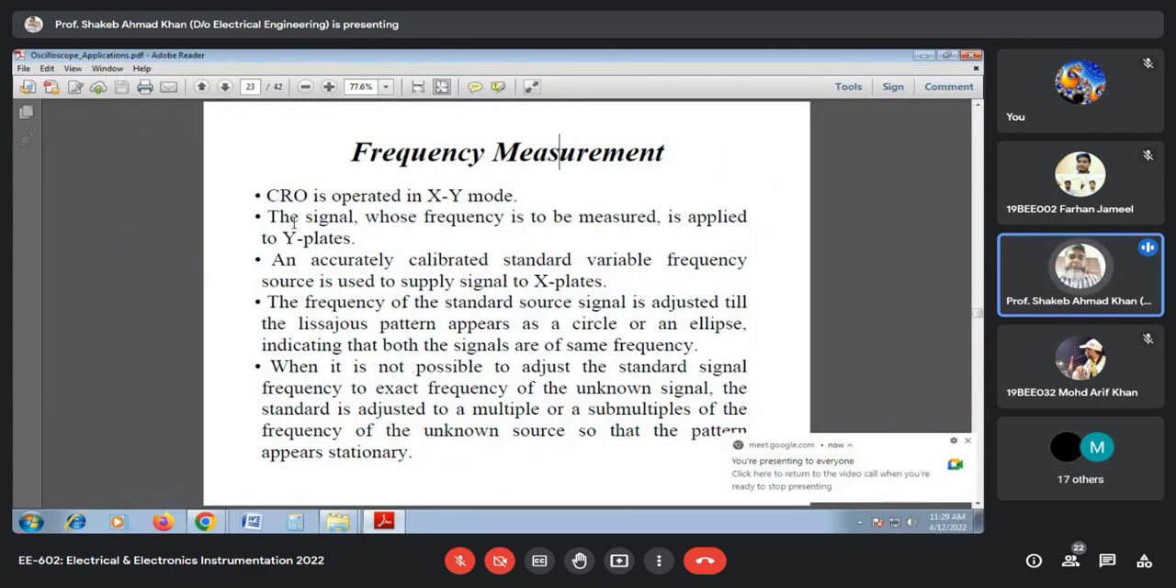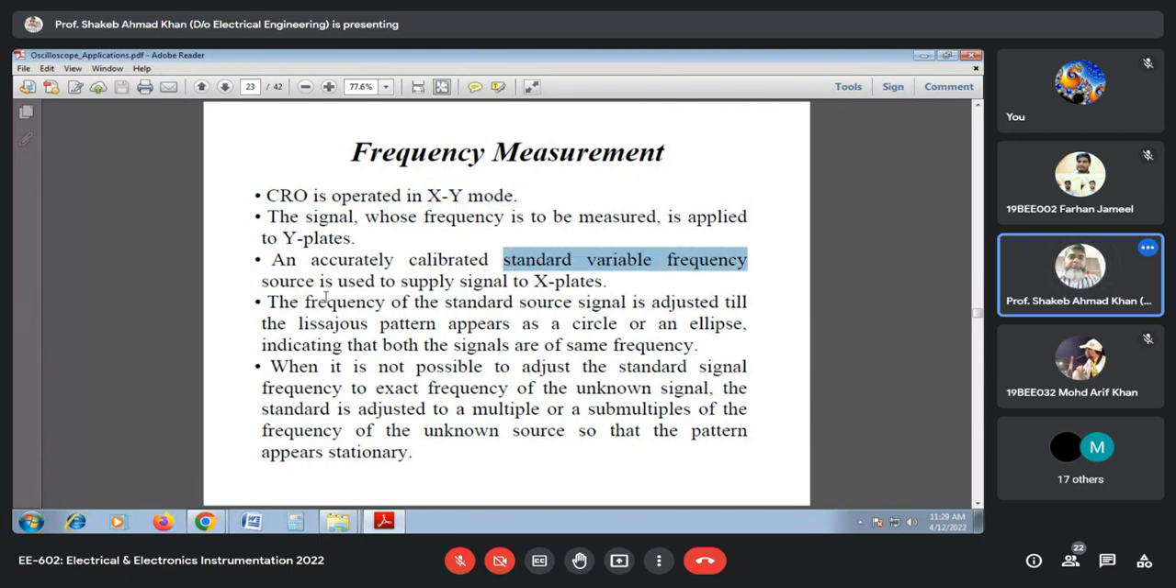In this case, the signal whose frequency we want to measure is applied to Y plates, and another requirement is that an accurately calibrated standard variable frequency source is used to supply the X plate. Whatever time varying signal you are applying to the X plates, the horizontal plates, in XY mode of operation of the oscilloscope, that should be accurately known. That's why it is called an accurately calibrated standard variable frequency source.